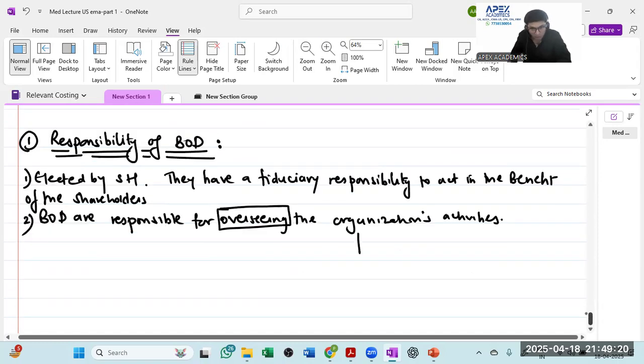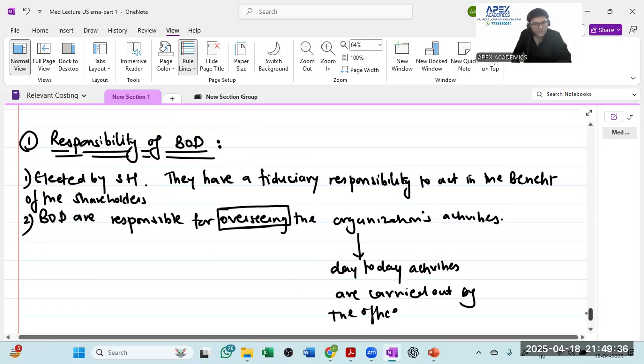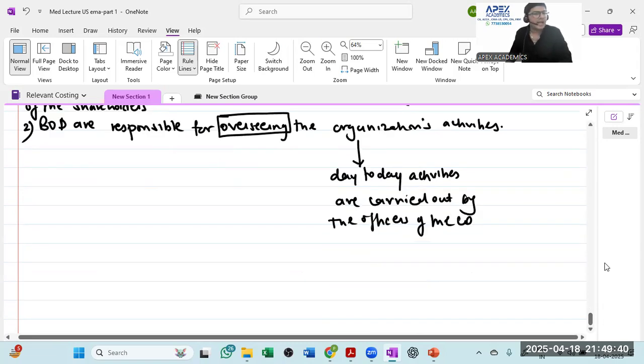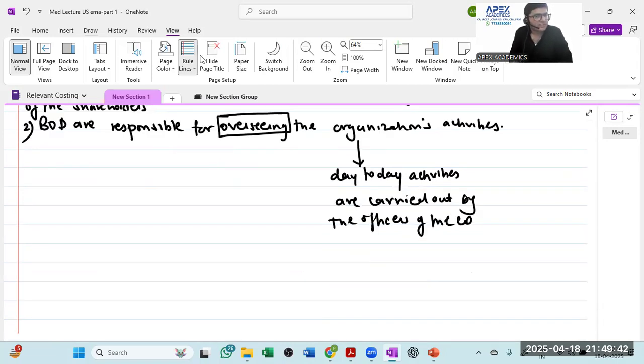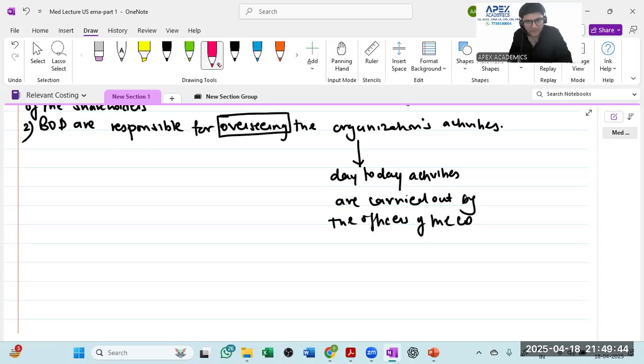Sir, the organization's day-to-day activities are carried out by the officers of the company. Are carried out by whom? Are carried out by the officers of the company.